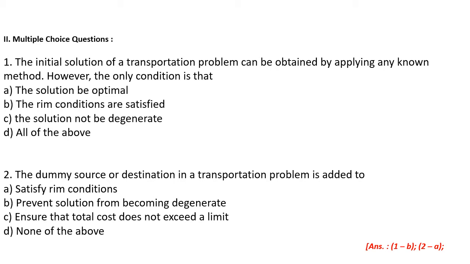Second, the dummy source or destination in the transportation problem is added to option A, satisfy rim condition. Option B, prevent solution from becoming degenerate. Option C, ensure that the total cost does not exceed a limit. Option D, none of the above. The correct answer is option A, satisfy rim condition.